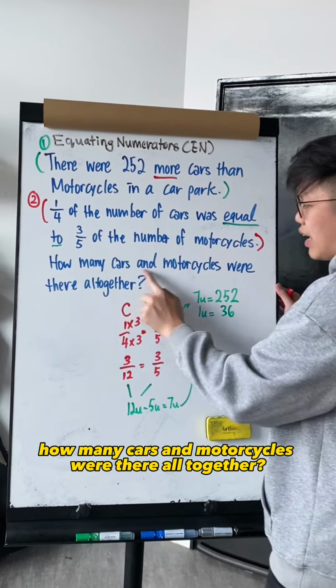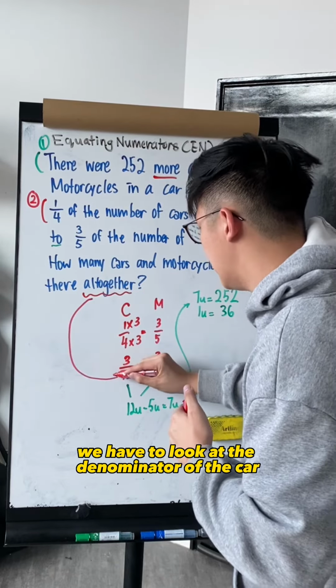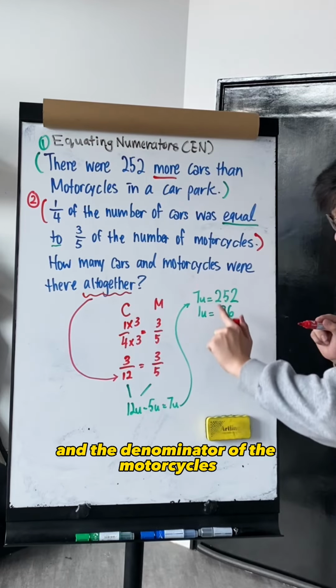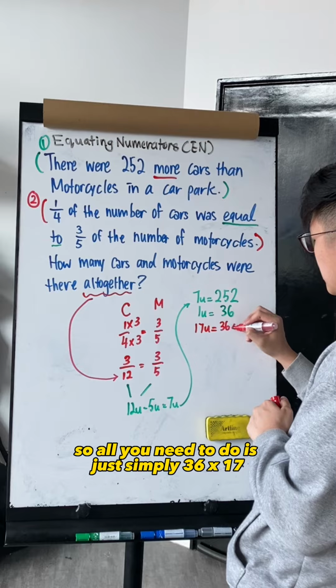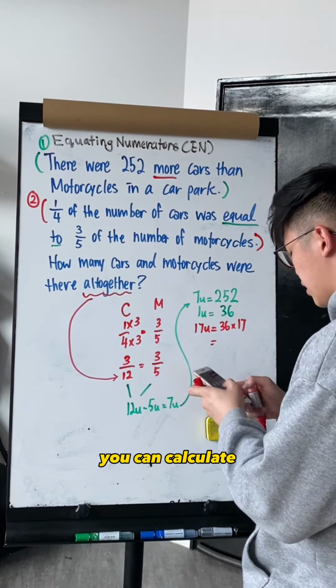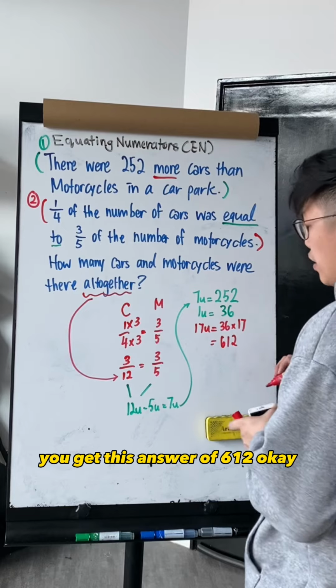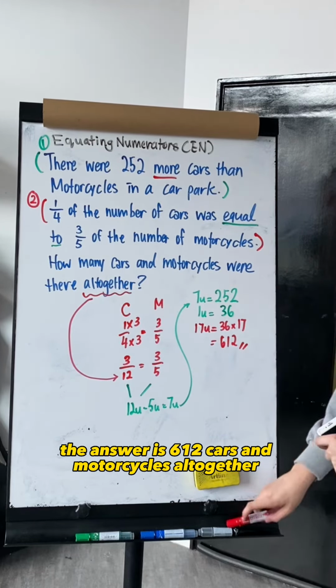The sentence is, how many cars and motorcycles were there all together? Since they are asking us for all together, we have to look at the denominator of the car and the denominator of the motorcycles. So from here itself, I can see that it's 17 units. So all you need to do is simply 36 times 17. Same thing, whip out your calculator, you can calculate. You get to this answer of 612. And therefore this is your answer for this question. The answer is 612 cars and motorcycles altogether.